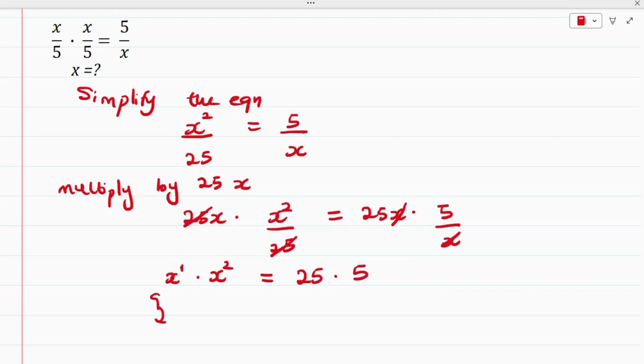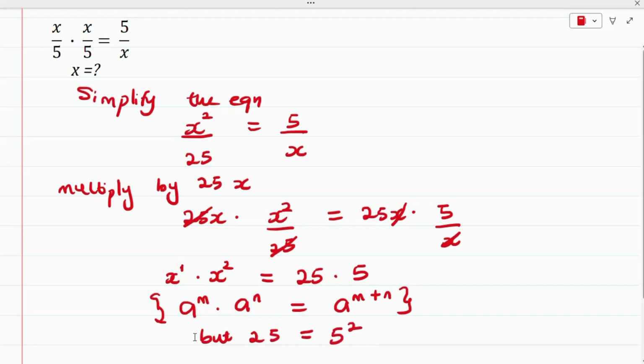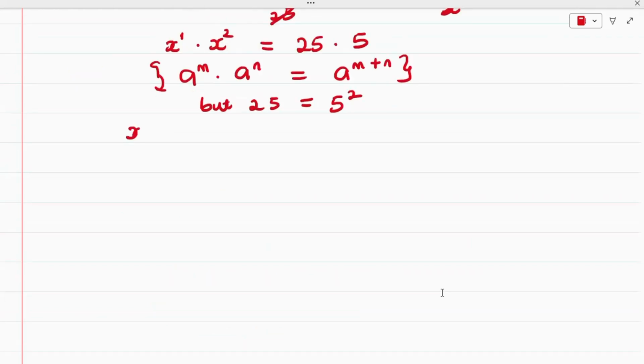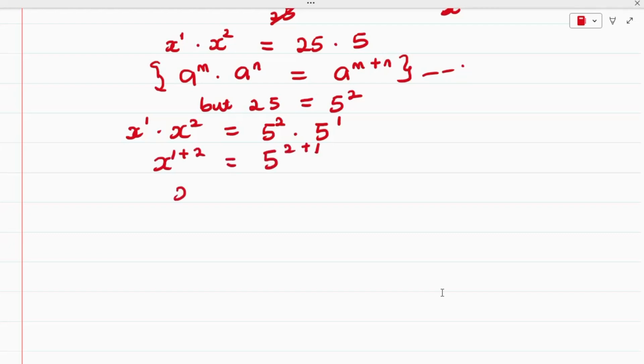Applying the property of exponent, that is, if we have a raised to the power of m multiply a raised to the power of n, this is equal to a raised to the power of m plus n. But 25 can be expressed in terms of 5 as 5 raised to the power of 2. So from here, we have x raised to the power of 1 multiply x raised to the power of 2 is equal to, in place of 25, I'm going to make this 5 raised to the power of 2 multiply 5 raised to the power of 1. Applying this property, we have x raised to the power of 1 plus 2 is equal to 5 raised to the power of 2 plus 1. So this becomes x raised to the power of 3 is equal to 5 raised to the power of 3.